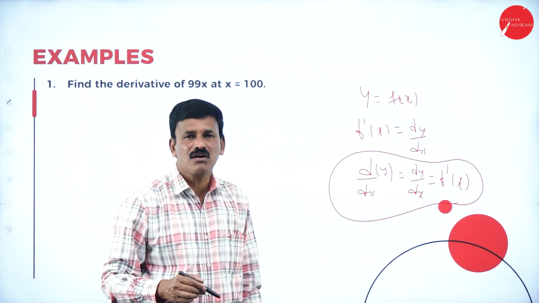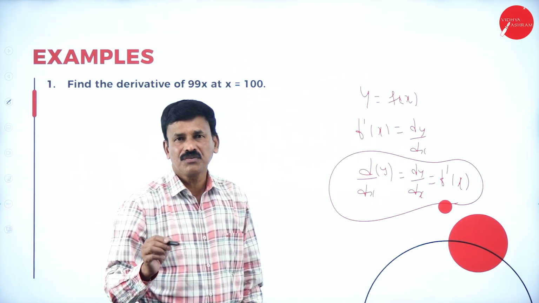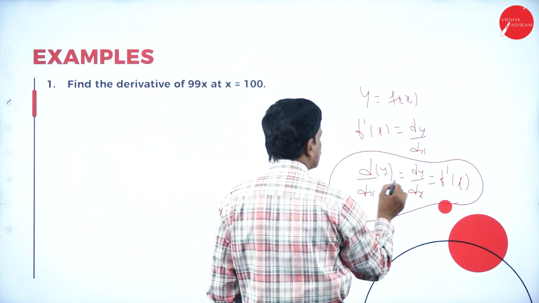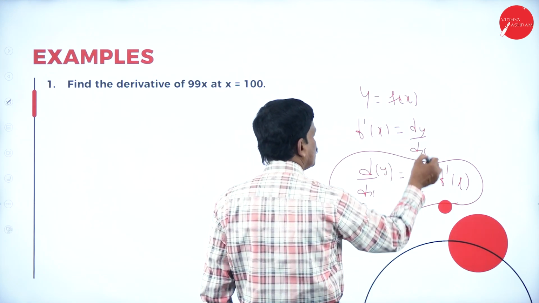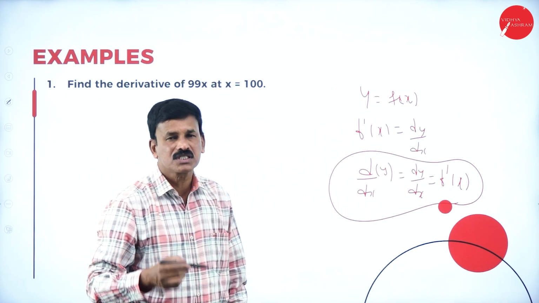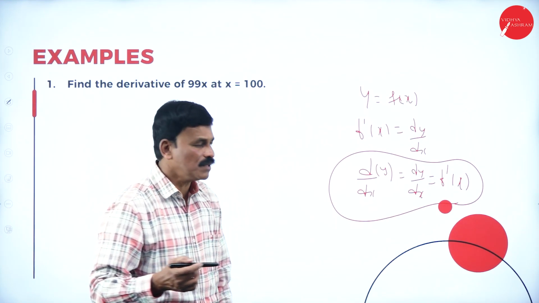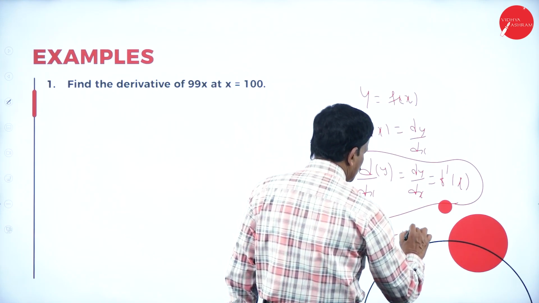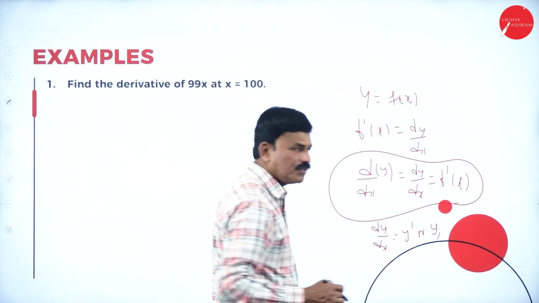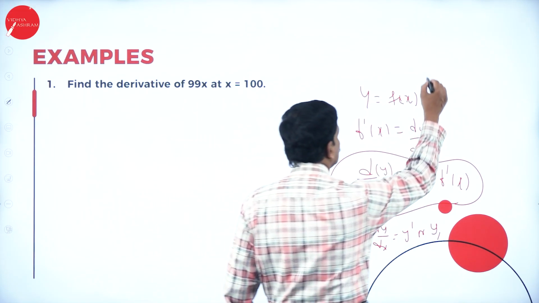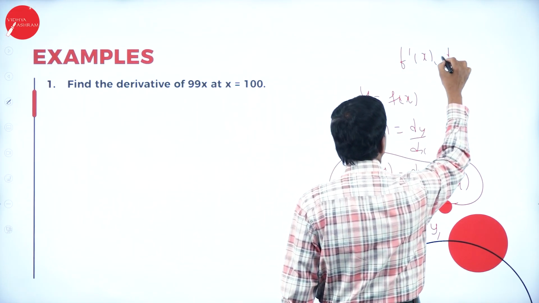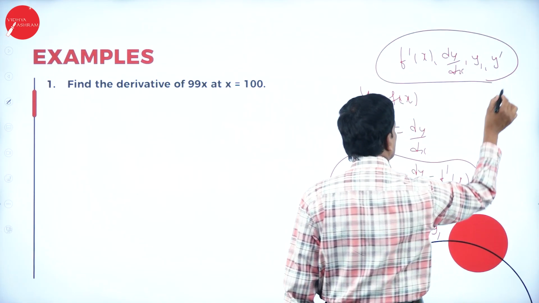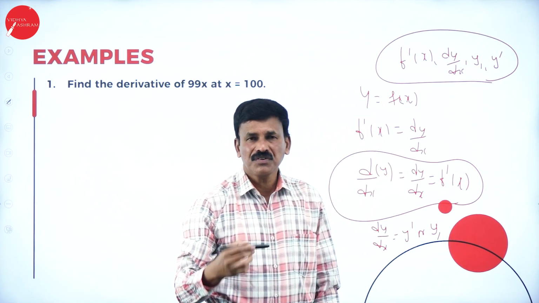Dy by dx is called the differentiation of the function y with respect to x. It is represented as dy by dx or f dash of x. Sometimes we can also represent dy by dx as y dash, or as y1. So f dash of x, dy by dx, y1 or y dash, these are all representations of the first derivative of a function.